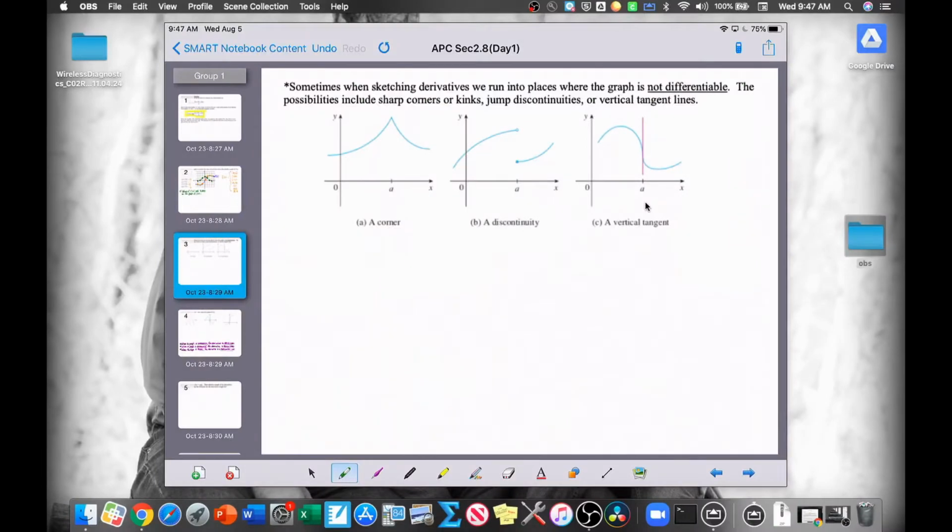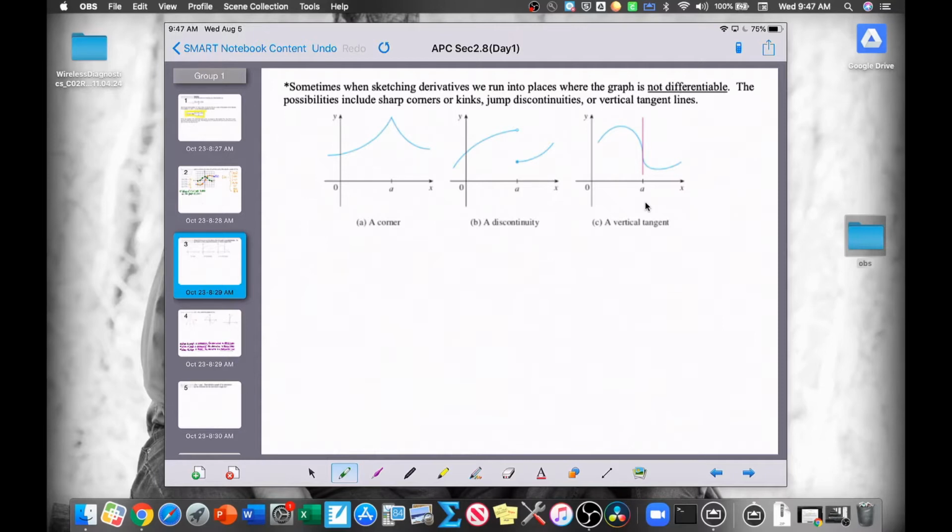Sometimes when we're trying to sketch a derivative from an original function, we run into locations where our graph is not differentiable. The possibilities include sharp corners or kinks, jump discontinuities, or vertical tangents. And the following pictures illustrate this.